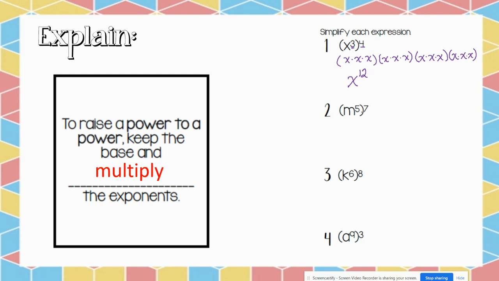For m to the 5th raised to the 7th, I would do 5 times 7, which would give me m to the 35th power. For k to the 6th raised to the 8th power, I would do 6 times 8, which would give me k to the 48th power. For a to the 9th raised to the 3rd power, I would get a to the 9 times 3, which would be a to the 27th.